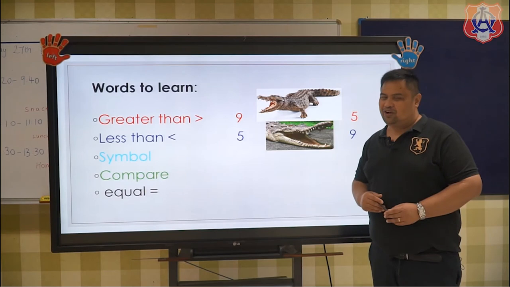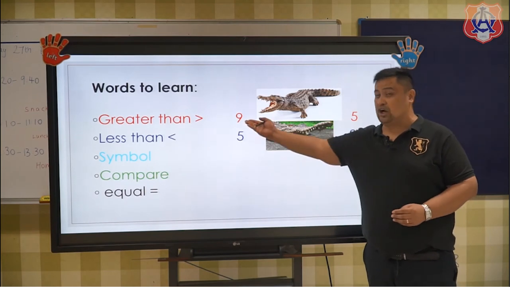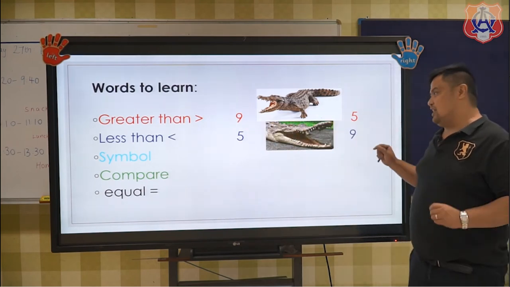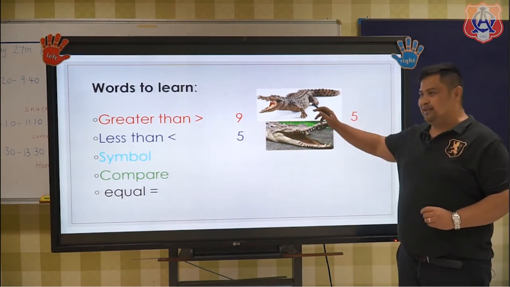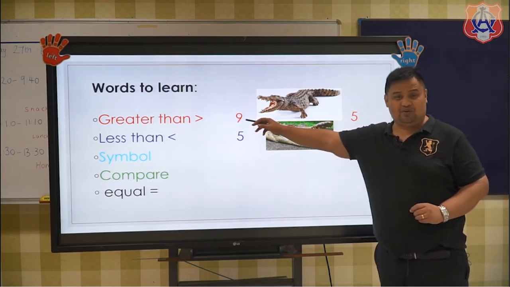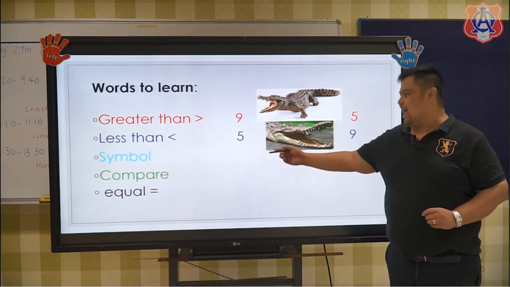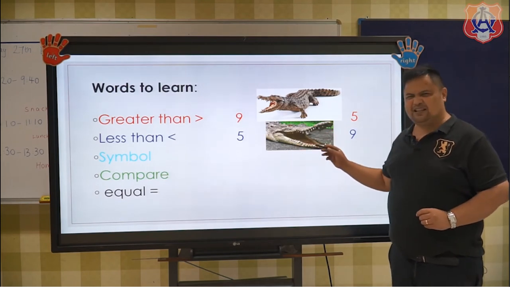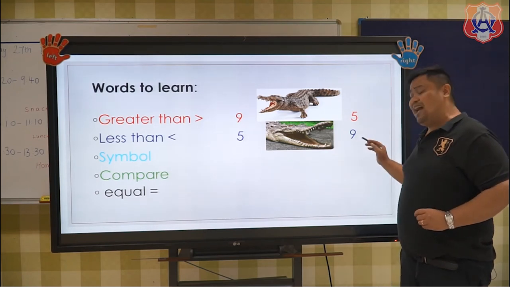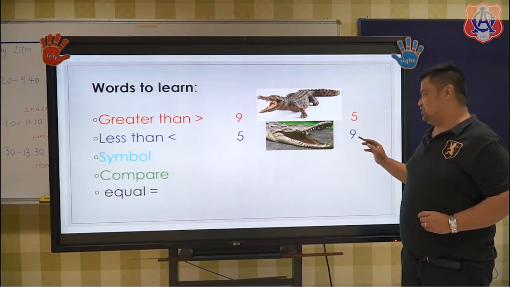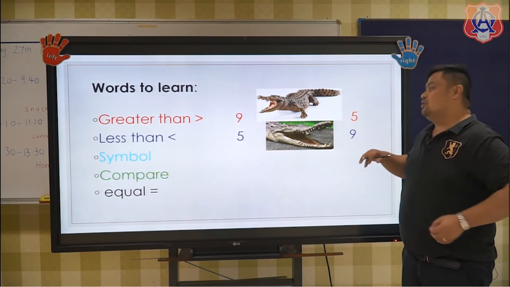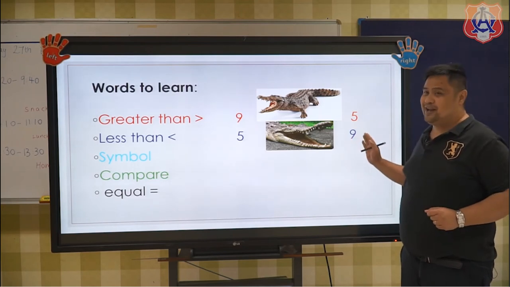Which one do you think the crocodile will eat? Is it the bigger number or the greater than number, which is 9? Or the less than, which is 5? As you can see in the picture, the crocodile is going to eat the bigger or the greater number, which is 9. Let's take a look at this illustration. Again, this is the big, huge mouth of a crocodile, and it's about to eat a bigger number, which is number 9. So the crocodile's mouth will be eating number 9.